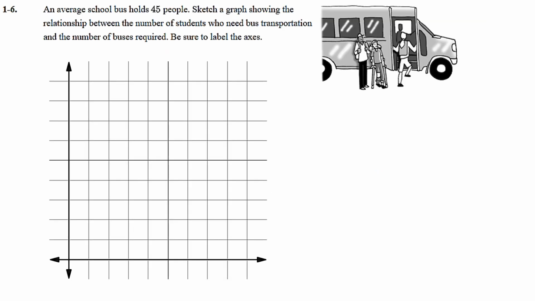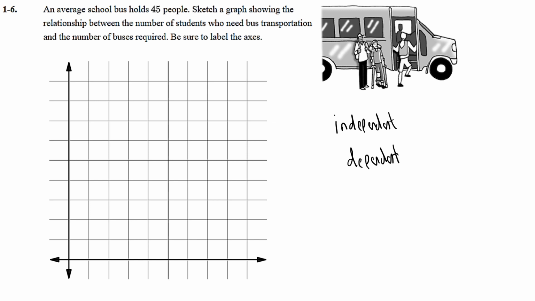Okay, on 1.6, it says an average school bus holds 45 people. Sketch a graph showing the relationship between the number of students who need bus transportation and the number of buses required. Be sure to label the axes. So in this case, we need to understand what our independent and dependent variables are. So what's going to determine what?